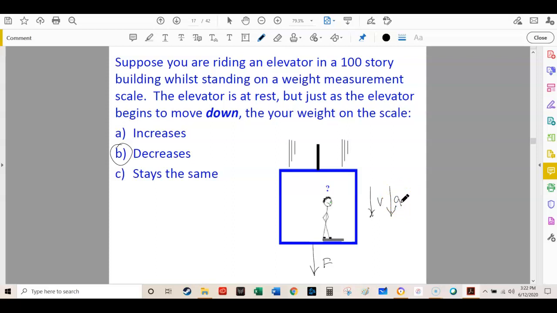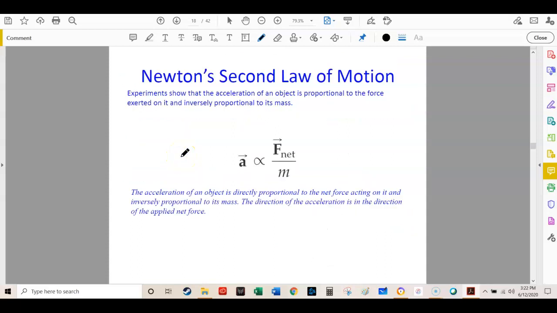So if you are in an elevator at the top of the elevator shaft and you're at rest, and then it begins to move down, for a moment you're going to be accelerating down, and that is going to make you feel lighter than you regularly do. Okay? Well, I hope that helped you understand Newton's first law, the law of inertia. Okay? Let's move on to the second law.